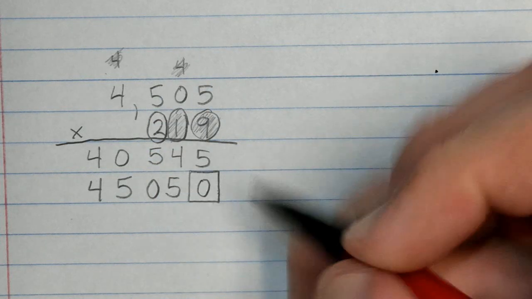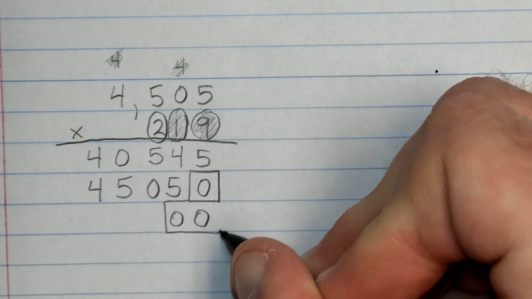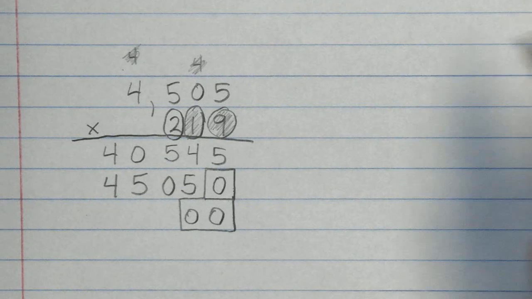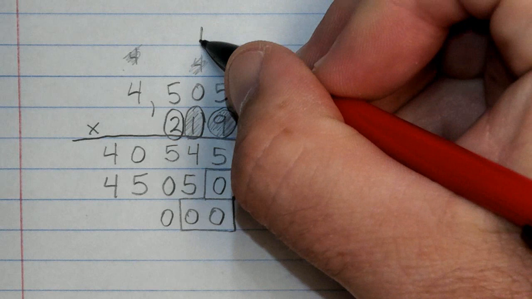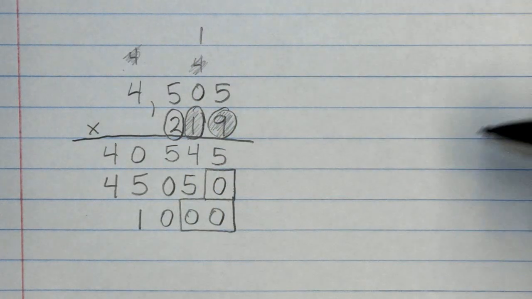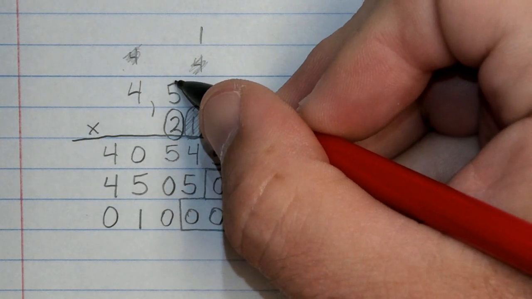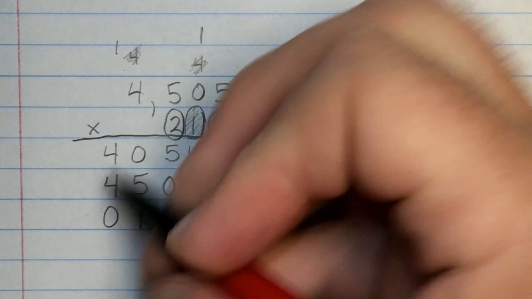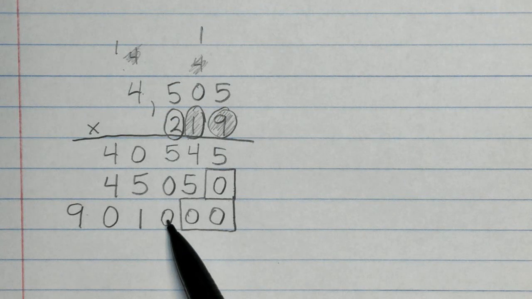Lightly scratch that out. Choose our next focus number. It's a 2, but it's in the hundreds column, so really it's 200. We'll put 2 spacer zeros because it's 200. 2 with 2 zeros after it. Okay. 2 times 5 is 10. Carry the 1. 2 times 0 is 0. Plus 1 is 1. 2 times 5 is 10. Carry the 1. 2 times 4 is 8. Plus 1 is 9. 901,000.